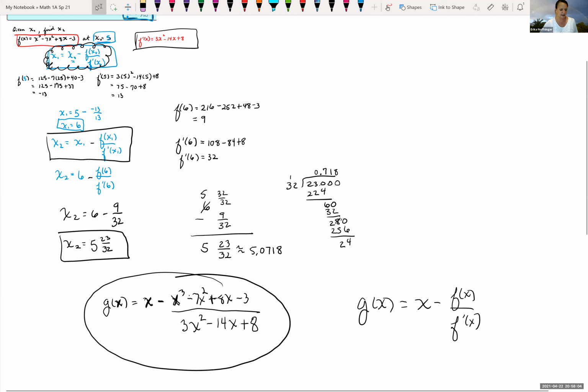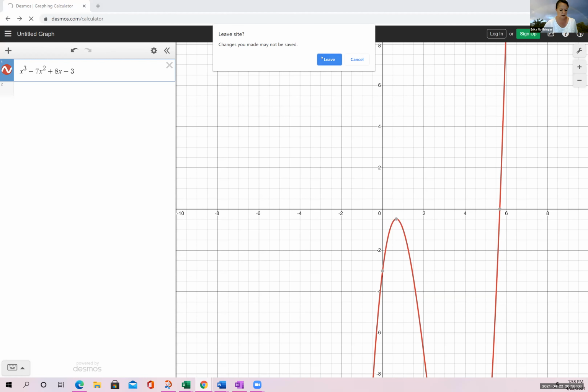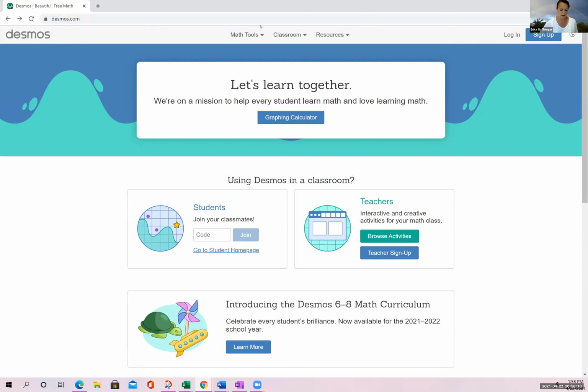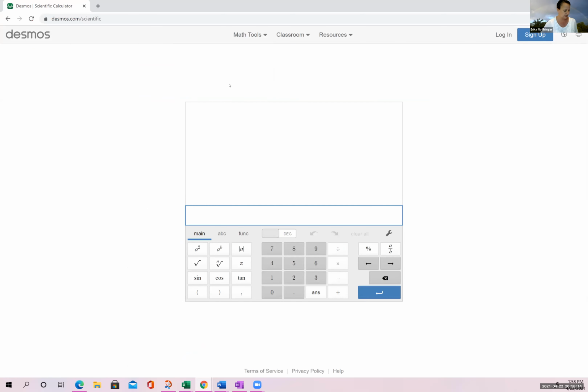So if I do that, I'm going to go back to my scientific calculator, and I'm going to define it. I'm going to say g of x is equal to x minus, I'm going to put parentheses because I'm going to make a fraction. And I just wrote it down and I lost it.